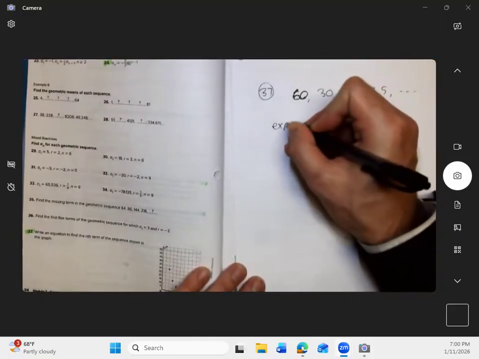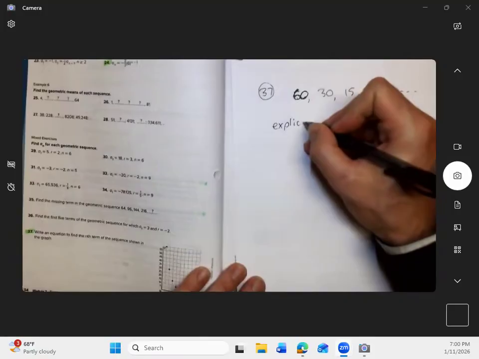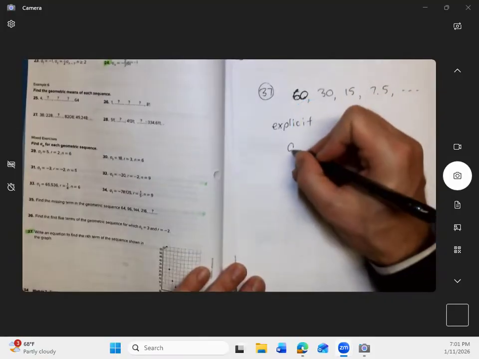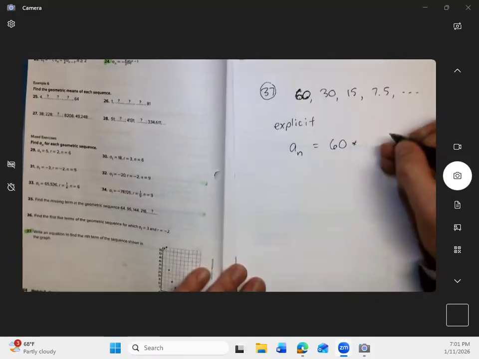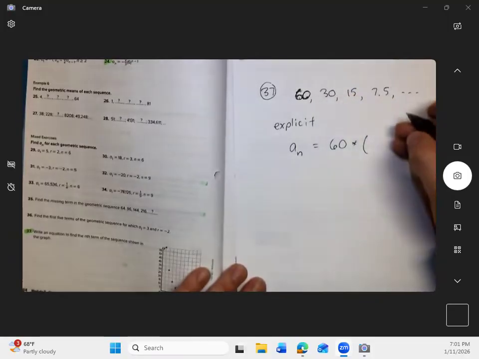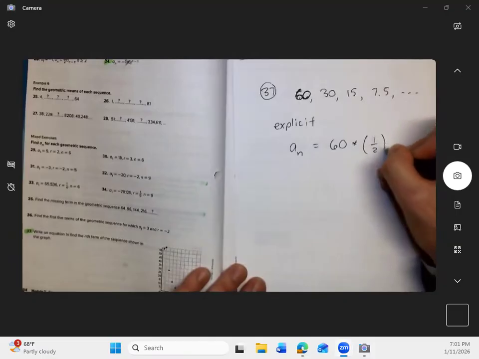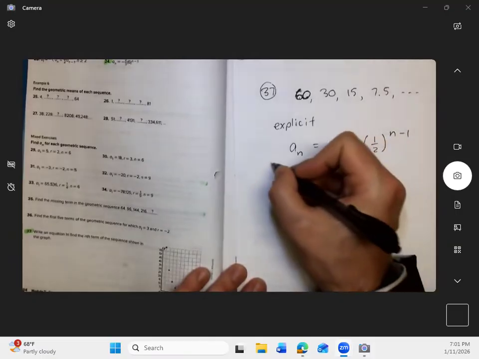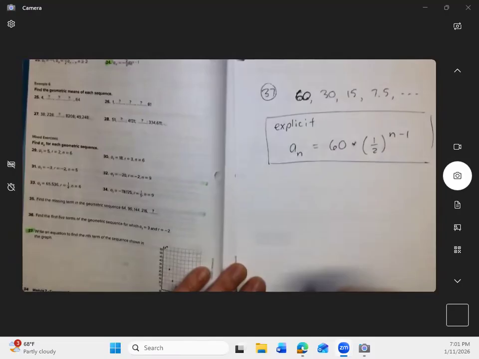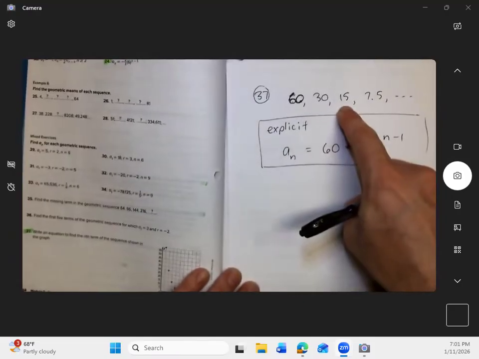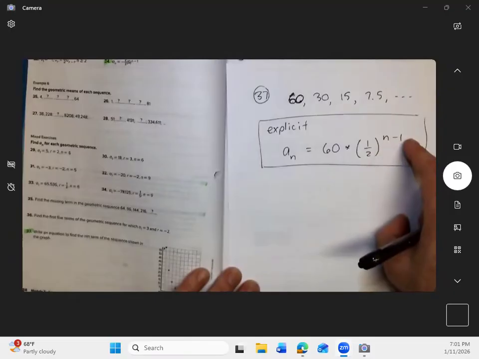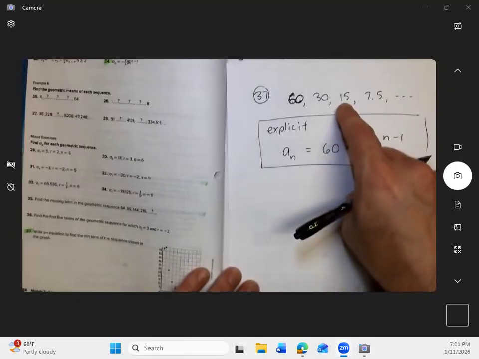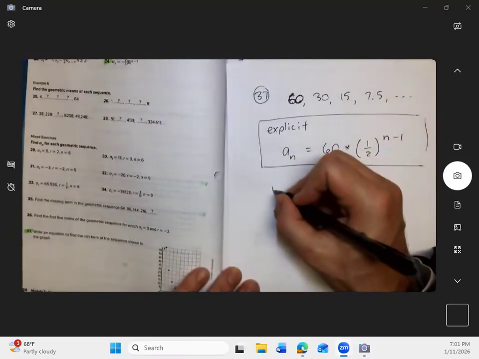So let's start with explicit. I'll do it both ways. Explicit. Okay. So let's say the nth term is equal to the first term, which is 60, times the common ratio, looks like we're multiplying by 1/2 over and over, to the n minus 1. Here's your explicit formula. Okay. So if you wanted the third term, it should be 15. 3 minus 1 is 2. 1/2 squared is 1/4. 1/4 of 60 is 15. Bing! It works.